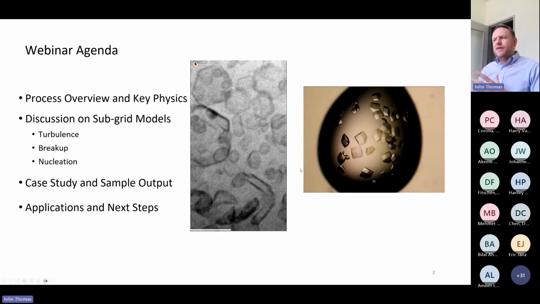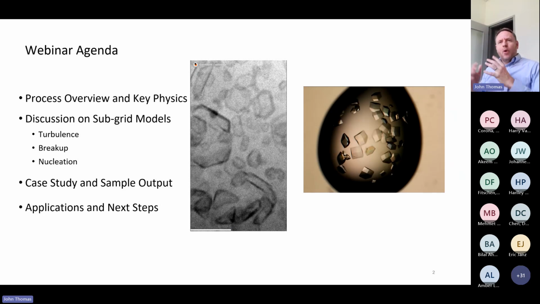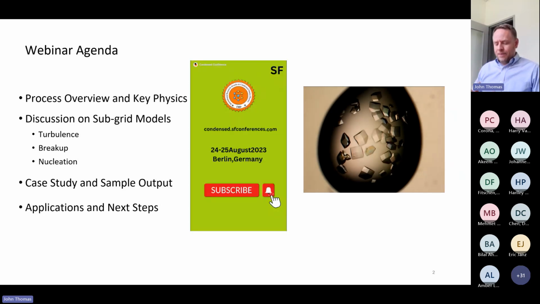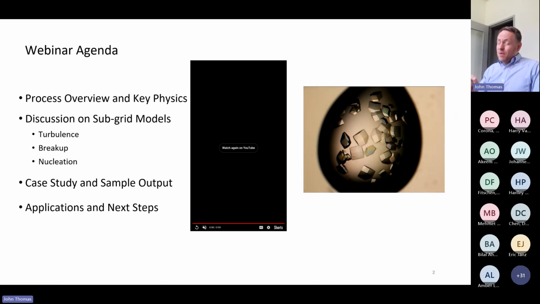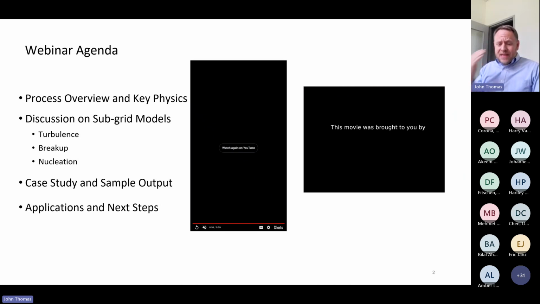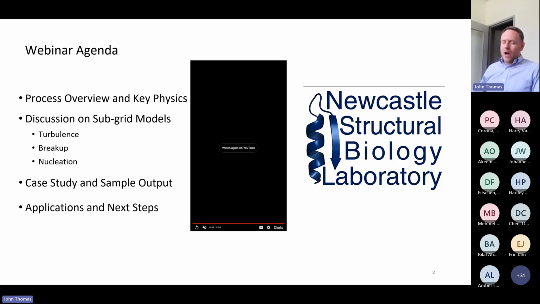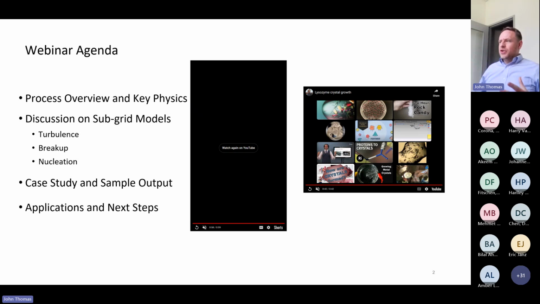So again, we'll talk about some of the key physics driving this behavior. Importantly, we're going to talk about subgrid phenomena, because we're thinking here about small nucleating particles and small crystals. So our mind should immediately be going to some sort of Lagrangian representation inside some sort of Eulerian fluid field. So there's going to be some sort of subgrid model informing energy dissipation. There's going to have to be some sort of subgrid model informing nucleation.